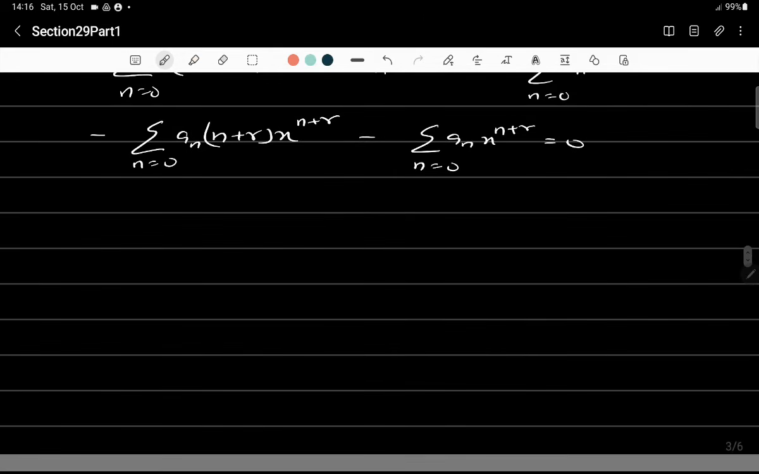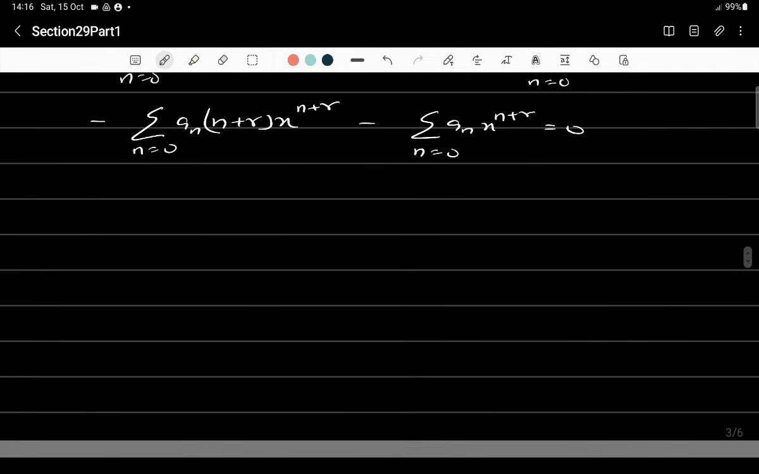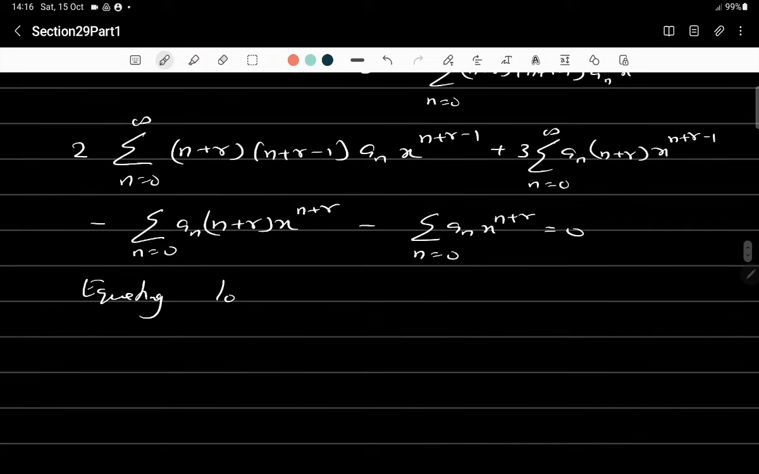Now for the indicial equation we need to equate the lowest degree term to 0. And what is the lowest degree term? So you can see that n is always starting from 0. So if I put n is equal to 0 in all the 4 terms, then in the first 2 terms the power is x raised to the power r minus 1, and in the last 2 terms it is x raised to the power r. So it means x raised to the power r minus 1 is the lowest. So equating the coefficient of x raised to the power r minus 1 to 0.